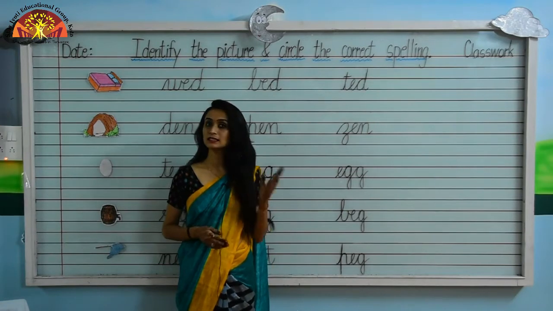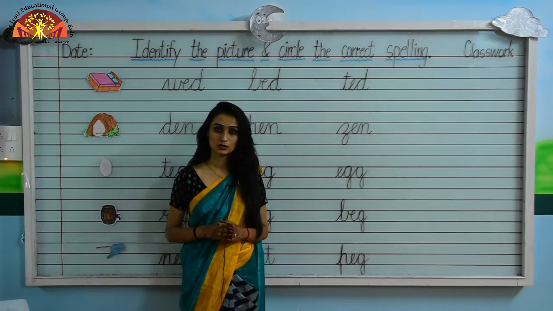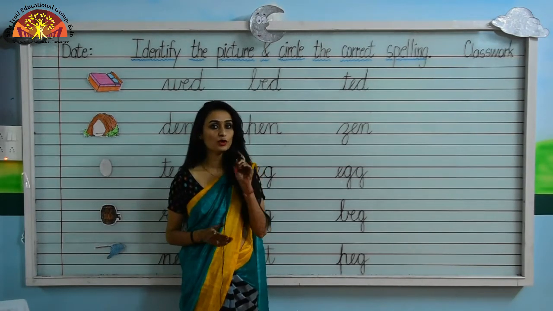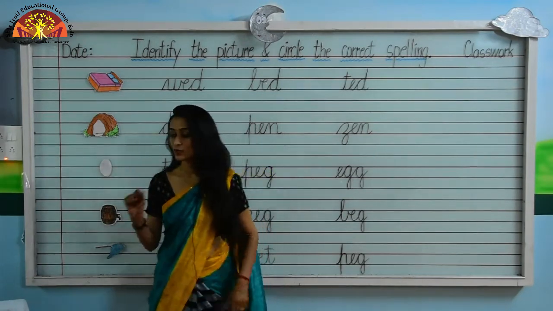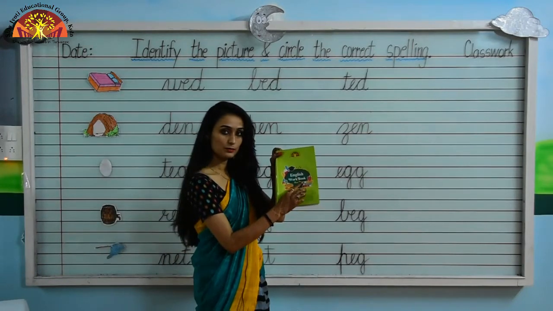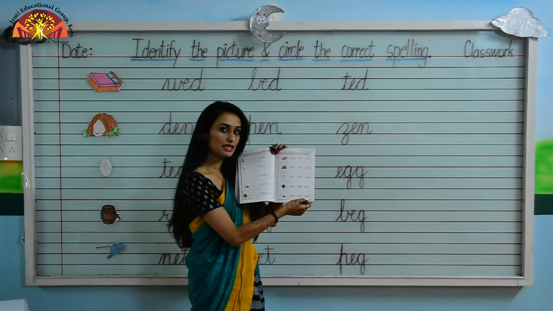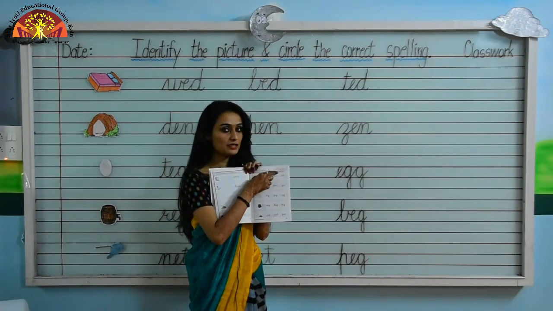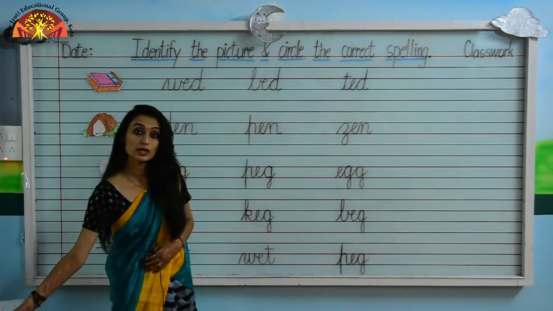So kids, in the earlier class, we have already done the exercises related to the topic sounds of E. Today we are going to do one more exercise related to the same topic. So take out your English workbook and open page number 47. Kids, do not forget to mention the date and the classwork on the top. Now kids, let's read the question first.